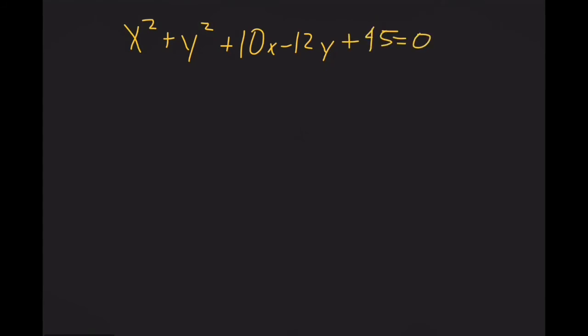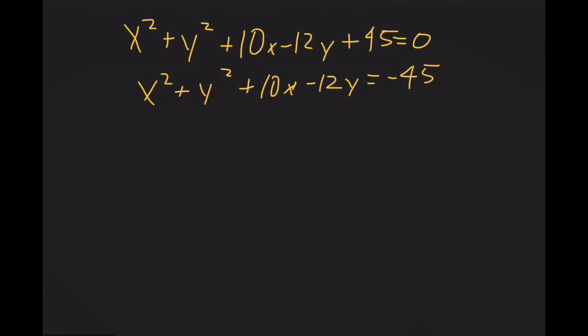You can also use the completing the square method to find the equation of a circle and its center and radius. Let's go over an example. So x² + y² + 10x − 12y + 45. So first things first, we're going to want to bring 45 to the other side. x² + y² + 10x − 12y = −45. So now we have x², 10x, y², and −12y.